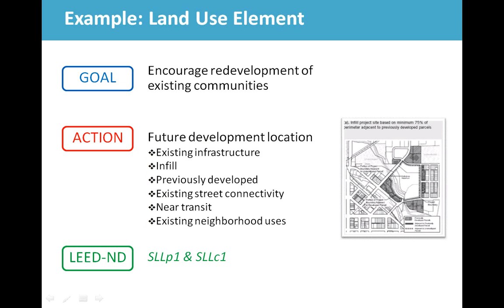Other related planning actions include prioritizing public infrastructure repairs, improvements, and enhancements in existing neighborhoods with additional development capacity, and incentivizing private infill development.